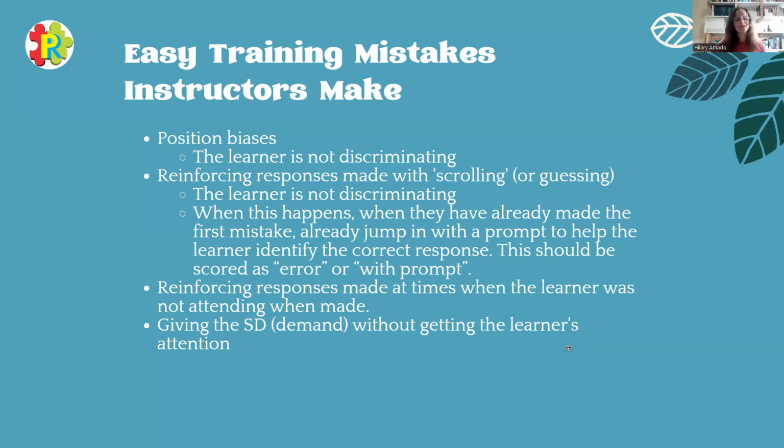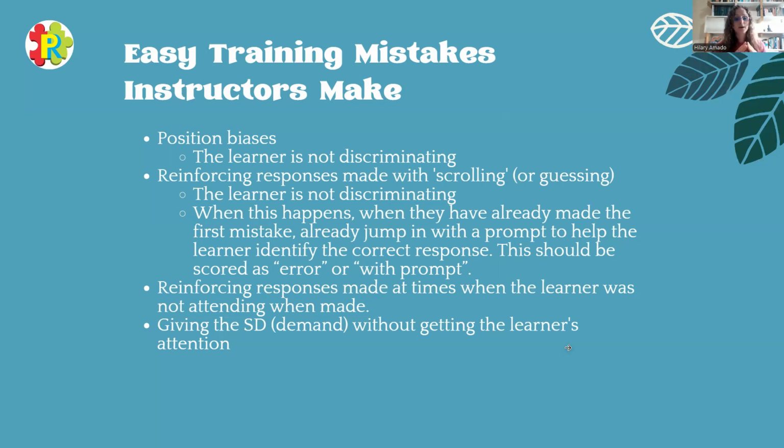Here, the learner is not discriminating. They're waiting for you to give positive feedback. So when this happens, the moment they make that first mistake, they point to cow, jump in right there with a prompt and help them identify the correct response. This trial should be scored as an error or answer given with prompt. It should not be scored as correct, but it's something important to keep in mind.